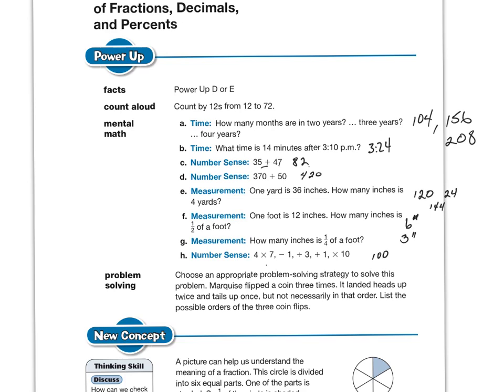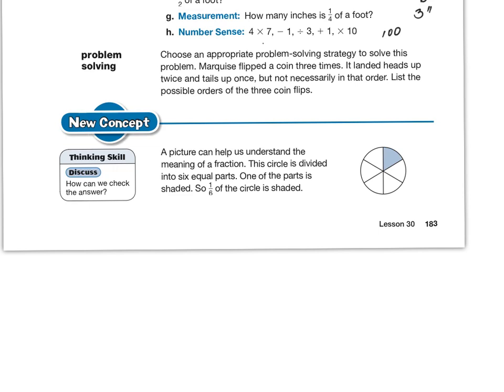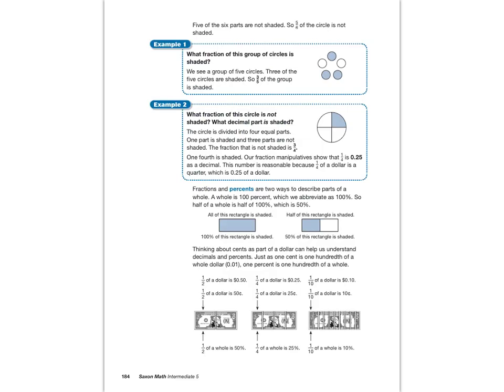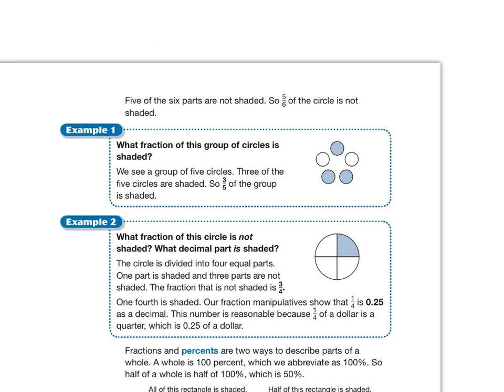All right. Now let's look at what our new concept is. We're going to talk about, looks like, more fractions. A picture can help us understand the meaning of fractions. This circle is divided into 6 equal parts. One of the parts is shaded in, so 1/6 of this circle is shaded in. And that is its smallest amount for a fraction anyways. And then 5/6 are not shaded in. So, that's a cool way to look at that.